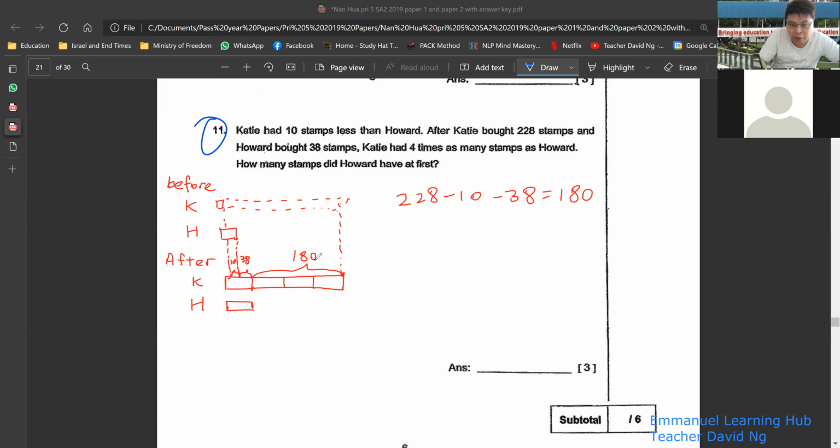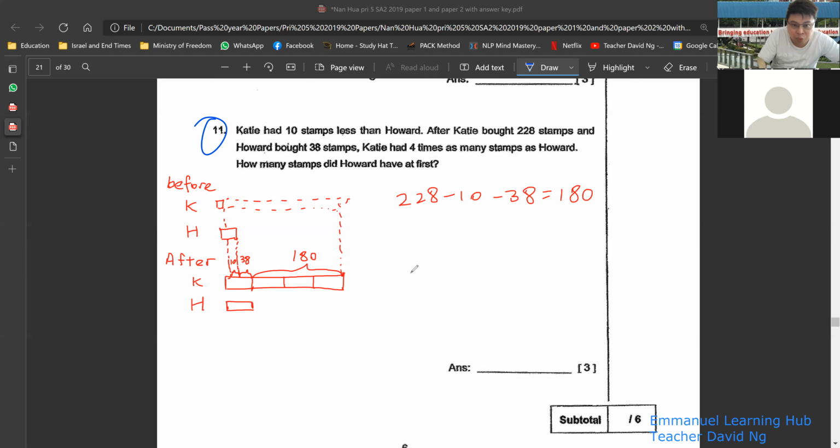Because if you write 180 here, the marker might circle where you get 180 from. So this one is to cover yourself so that the marker has no ground to penalize you. Okay, 180.